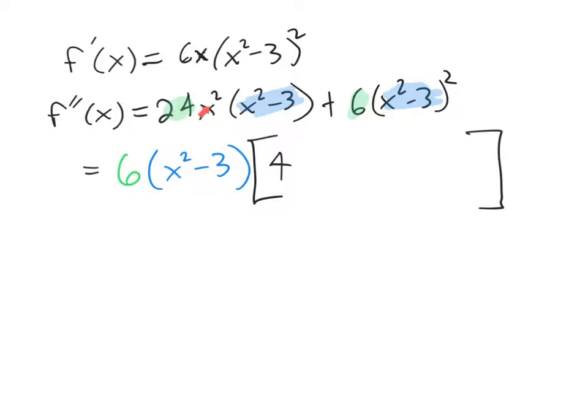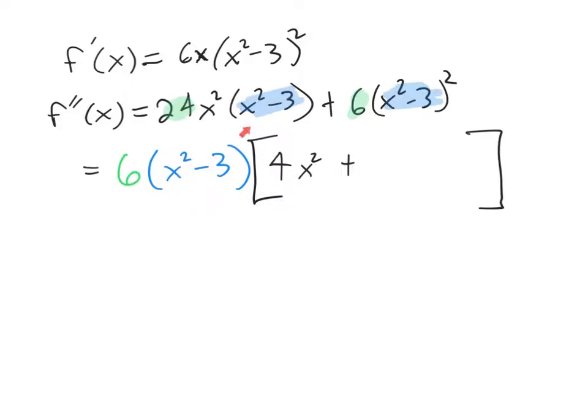Notice this piece had an x squared. Did we take out any x's out here? No. So it still has an x squared. It had an x squared minus 3. You factored it out. So this no longer has an x squared minus 3. You factored it out. Essentially, you canceled it out. Okay, plus. Let's go ahead and write plus.